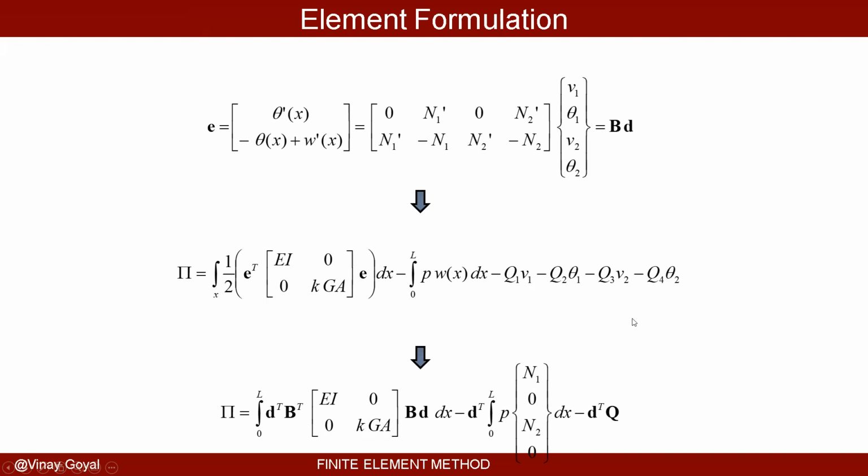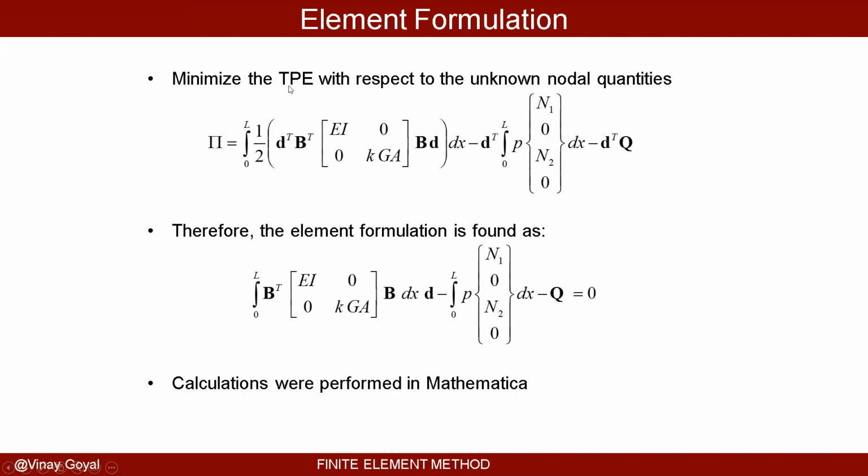And then these ones become D bold transpose Q, and recall that to minimize the total potential energy, all we have to do is remove this D bold transpose and this 1/2. And then if I do that, I come up with the element formulation, which is this equation here. This is exactly what I found with the weak form Galerkin.